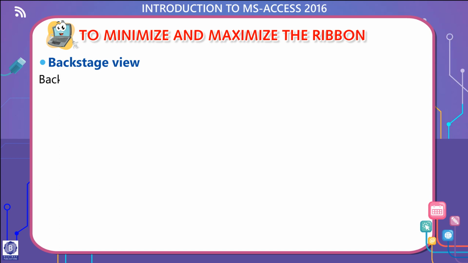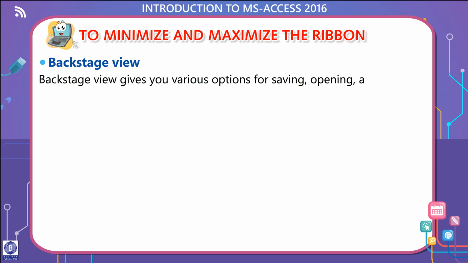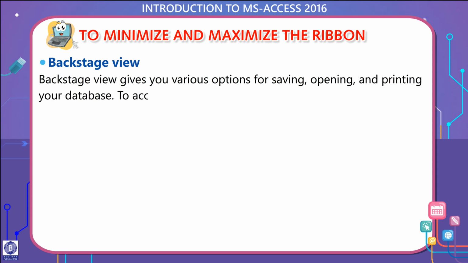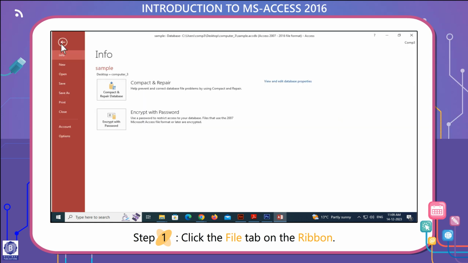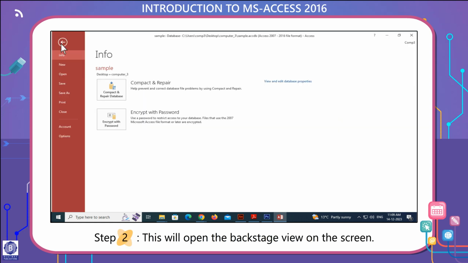Backstage View. Backstage View gives you various options for saving, opening and printing your database. To access Backstage View, Step 1. Click the File tab on the ribbon. Step 2. This will open the Backstage View on the screen.